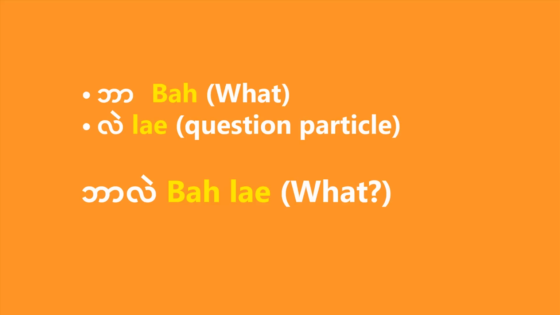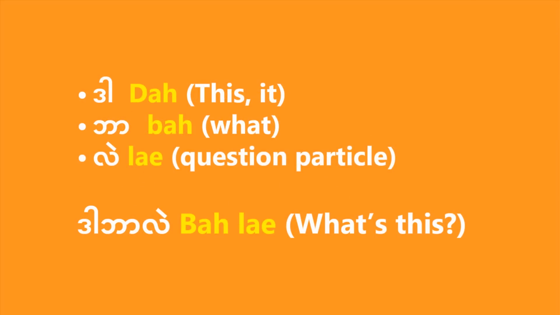The other thing you need to know is the particle le. If you're asking who, what, where, when, why, and how questions, you need to end your question with the particle le. So put it all together. Ba le is what? One more time. Ba le, that is what.